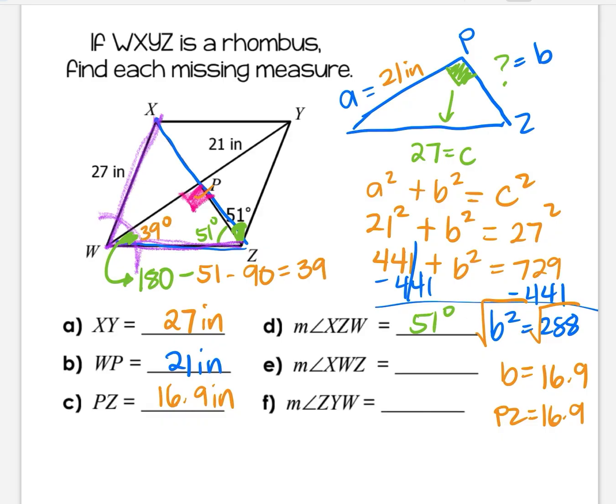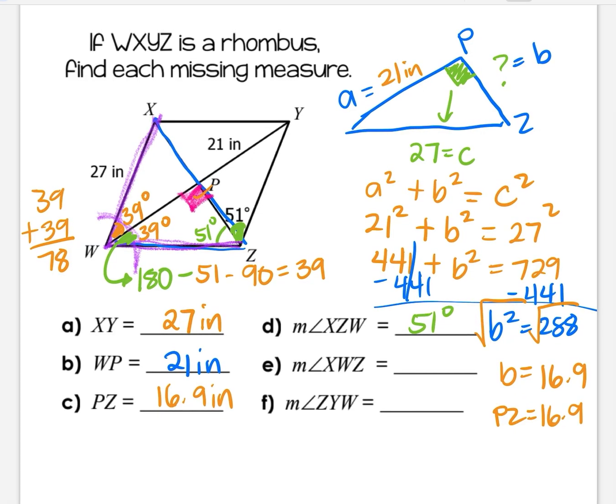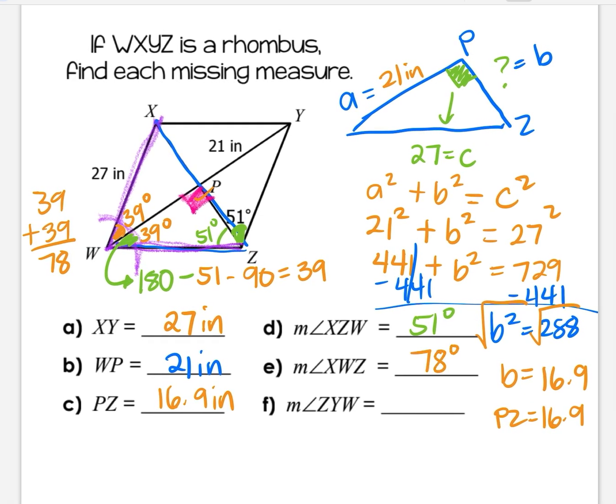It also follows that this is 39 degrees because these two angles are going to be equal to each other. Diagonals bisect opposite angles. So therefore, the measure of angle XWZ is 39 plus 39, which makes 78. So then therefore, this would be 78 degrees.